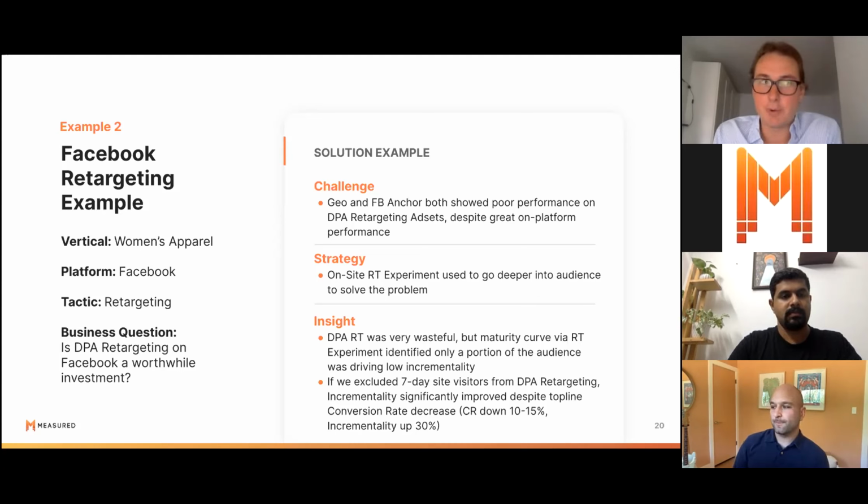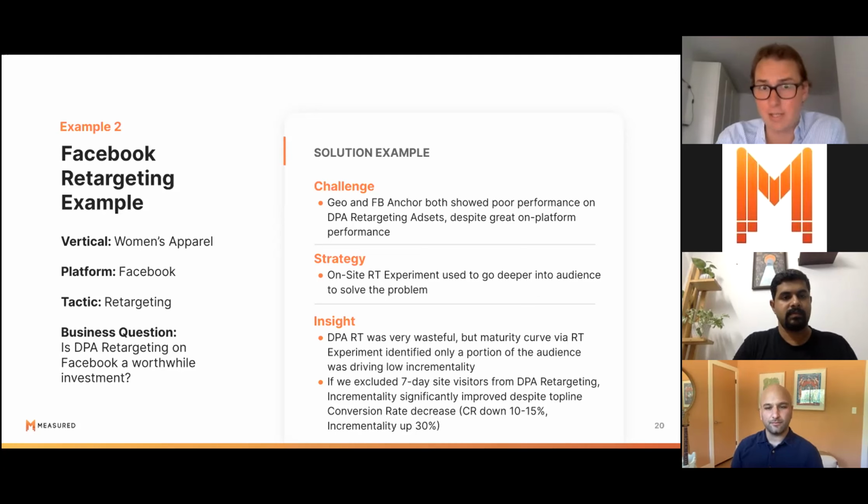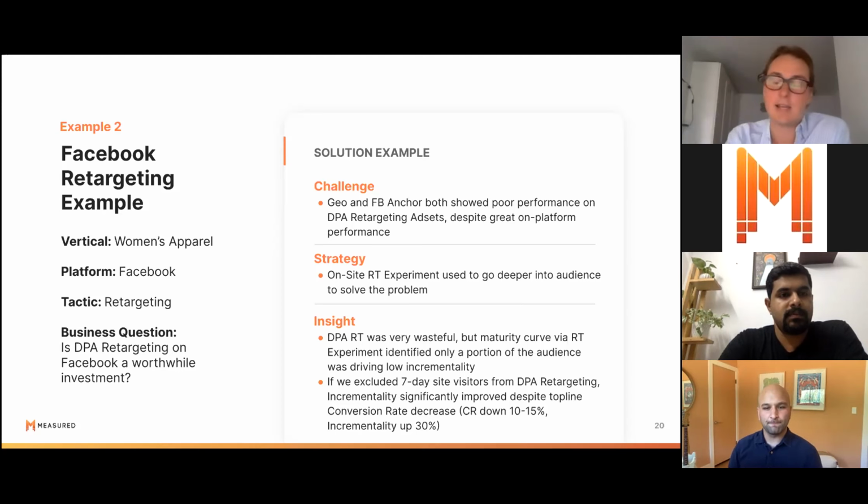And, unsurprisingly to us, what ended up happening is that the incrementality on DPA retargeting was very, very low. So even though the conversion rate was very, very high and they were touching a lot of people that were converting, very few people were driven directly by that ad. They were almost all going to convert anyway. So the question was, okay, well, what do we do about that? Does that mean we shouldn't retarget at all? Or does that mean we should reallocate this budget somewhere else or change the strategy? And that's actually where a second test that we ran came into the fore here.